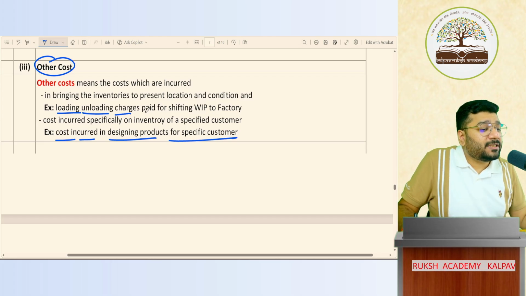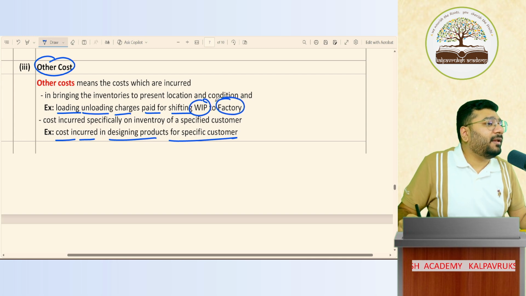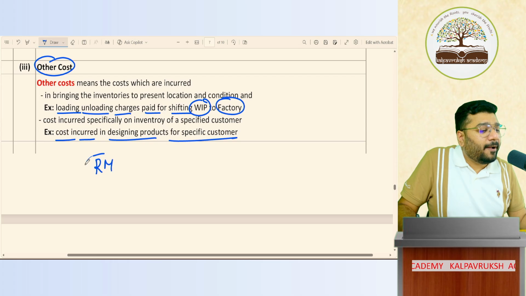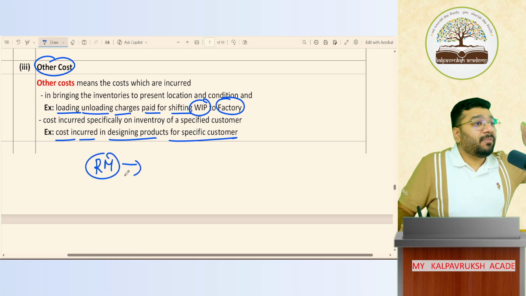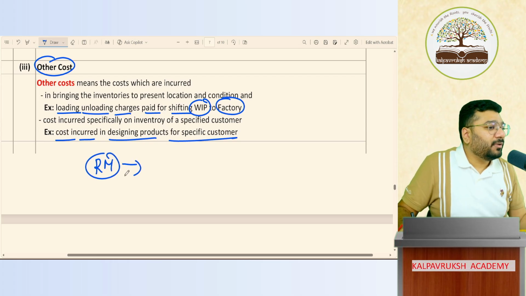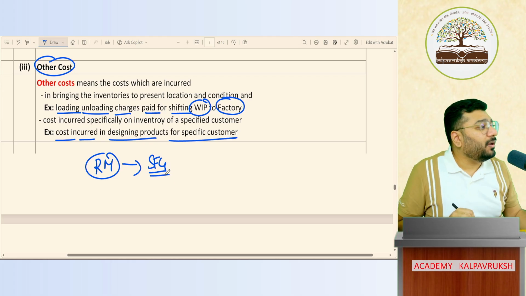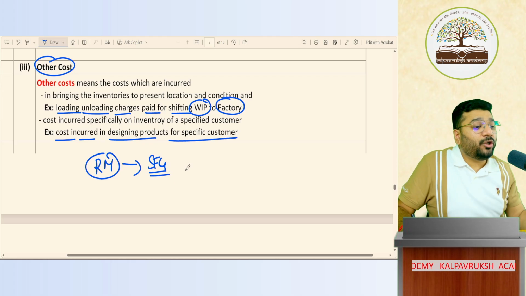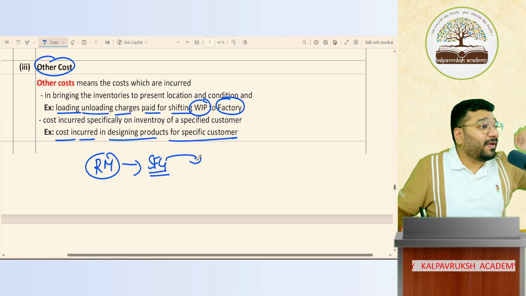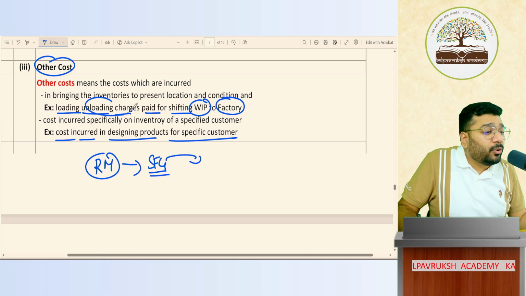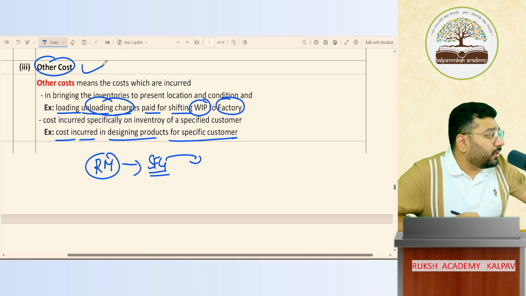Loading, unloading charges paid for shifting WIP to factory. What happened is, raw material is there. You did manufacturing, but not fully. Half manufacturing you've done. So the product we have is semi-finished goods. What is it? Semi-finished goods. Now it is there in warehouse for a long period. From there, I'm shifting it to the factory for final manufacturing. So such unloading charges will be a part of your other cost.